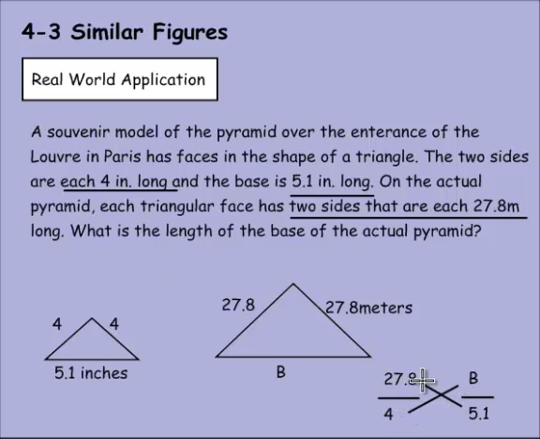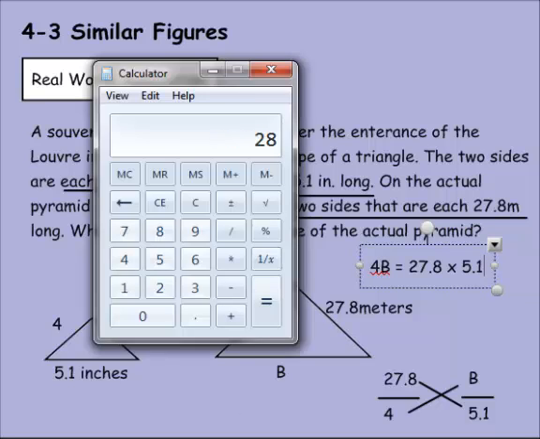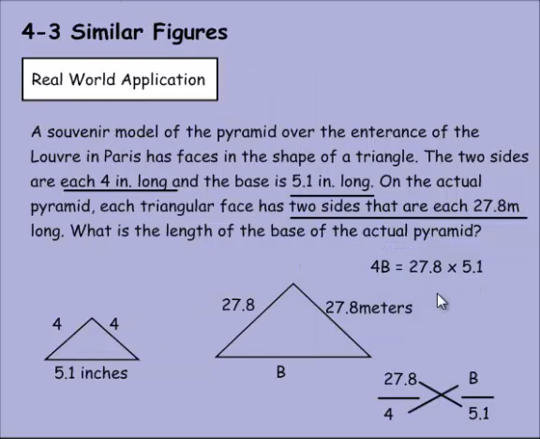So I have 27.8 times 5.1 equals B times 4. I'm going to write that algebraically. It'll be 4B equals 27.8 times 5.1. 27.8 times 5.1 equals 141.78. So 4B equals 141.78. Then I could divide both sides by 4.